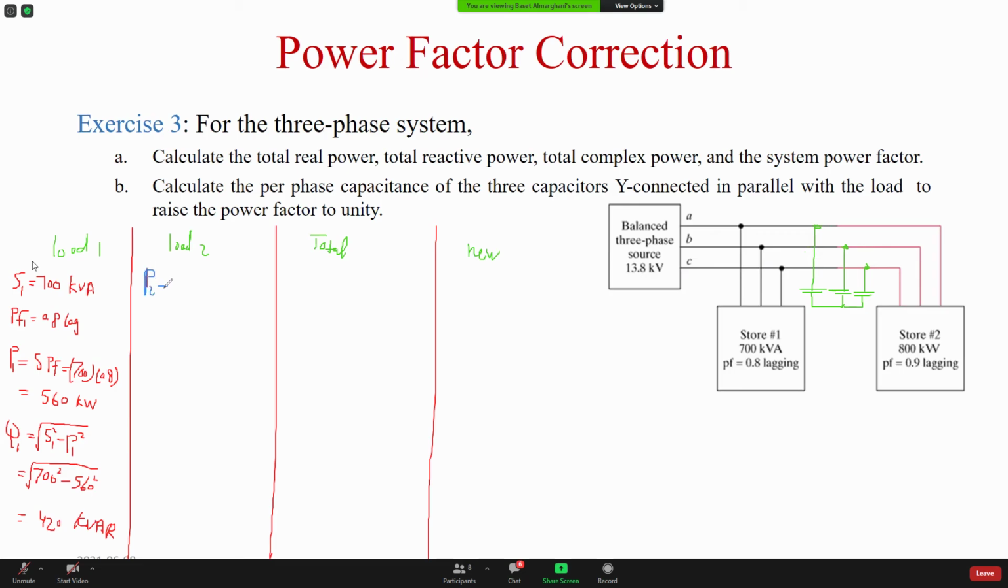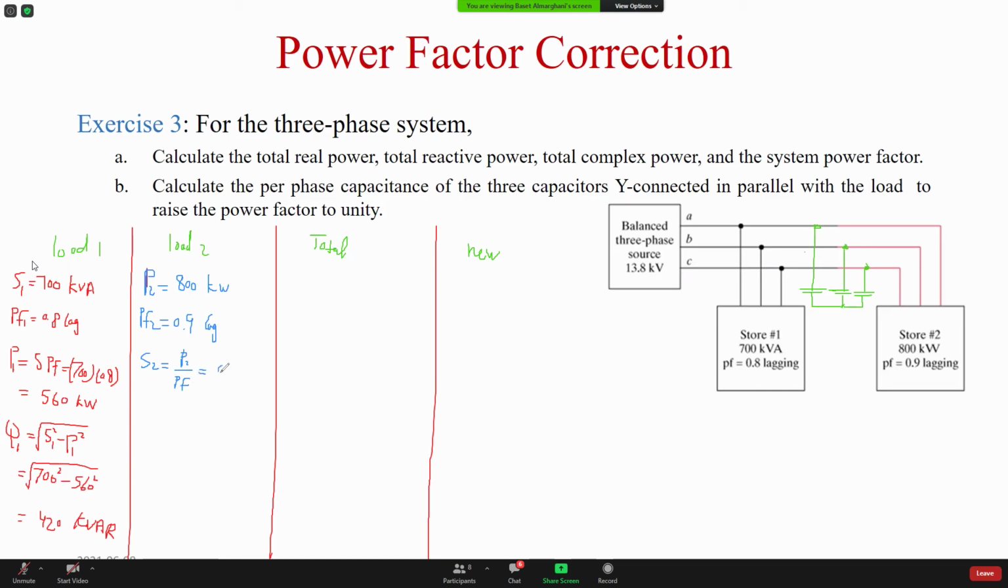P2 equal to 800 kilowatt. They give me the power factor 2, which is 0.9 lagging. Lagging means the Q is positive. Then I can find S2, which is P2 over the power factor.